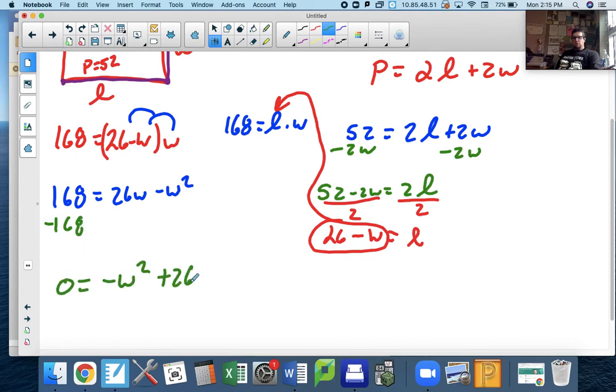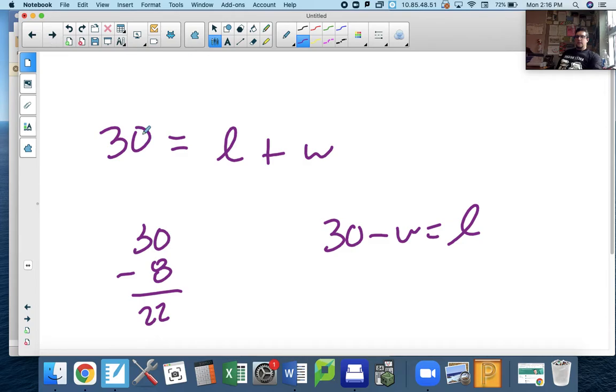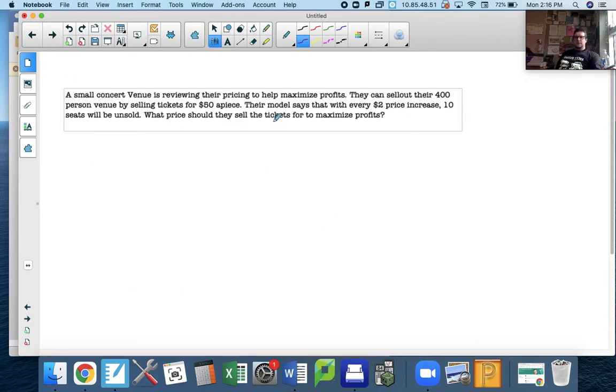I'm going to reorganize it from biggest power to smallest power. And from here, because I don't like having my first term be negative, I'm going to divide everyone by a negative 1. W squared minus 26W plus 168. And from there, you can just use your quadratic formula to figure out what W is. I'm going to leave that up to you. Then the third one, I'm just going to set it up and set you on your right path to keep going.